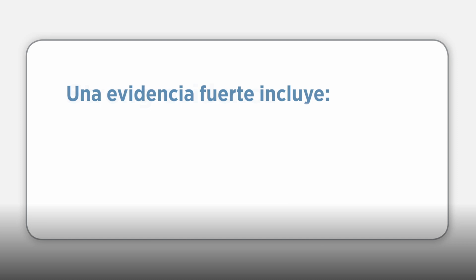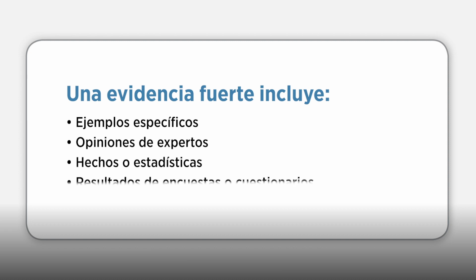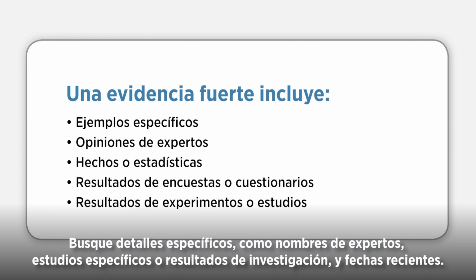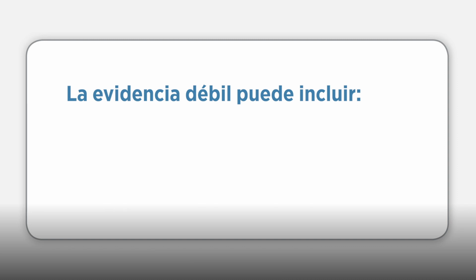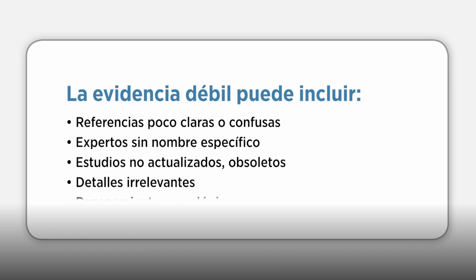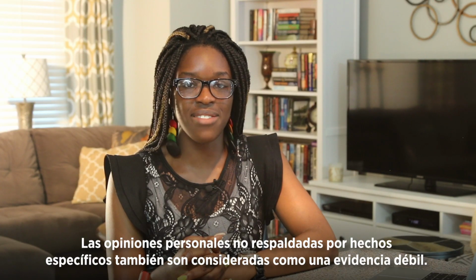Strong evidence includes specific examples, expert opinions, facts or statistics, results from polls or surveys, results from experiments or studies. Look for precise details such as names of experts, specific studies or research results, and recent dates. Weak evidence may include unclear references, unnamed experts, outdated studies, irrelevant details, flawed reasoning. Personal opinions with no facts to back them up are also signs of weak evidence.